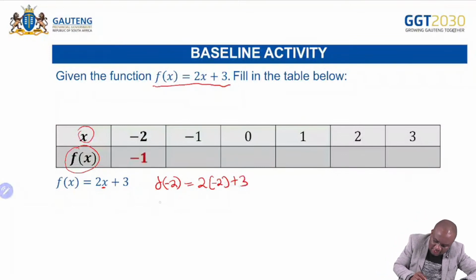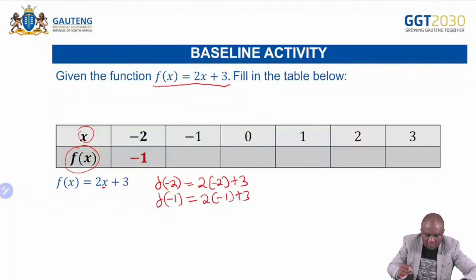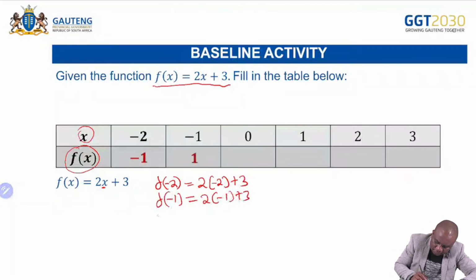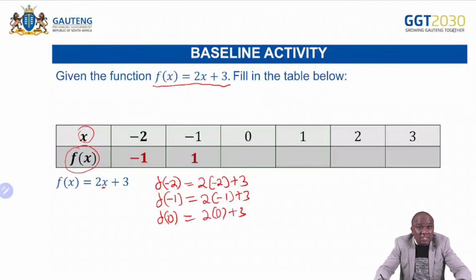Okay, and then if x is negative 1, where there's x, we put negative 1. 2 times negative 1 plus 3. 2 times negative 1 is negative 2. Negative 2 plus 3, what is it? It is 1. And then f of 0, where there's x, we put 0, so it's 2 times 0 plus 3. Right, 2 times 0 is 0 plus 3, 3. So the answer there is 3.